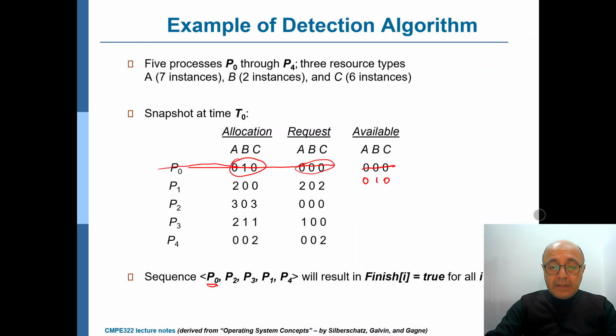Now, with the available resources as 0, 1, 0, is there any process that could complete? As you can see, P2 also does not require any resources to complete. So P2 could also complete. Its resources are also added to the available matrix, so it becomes 3, 1, 3. So P2 is also in the list.